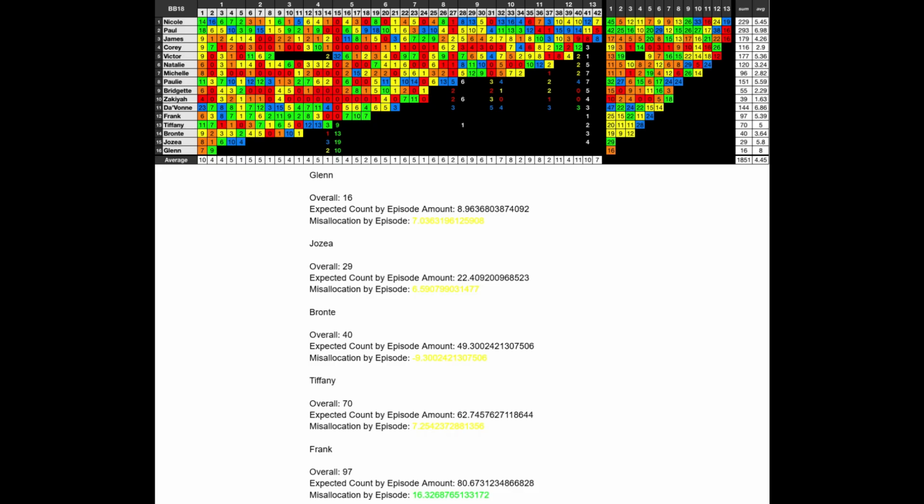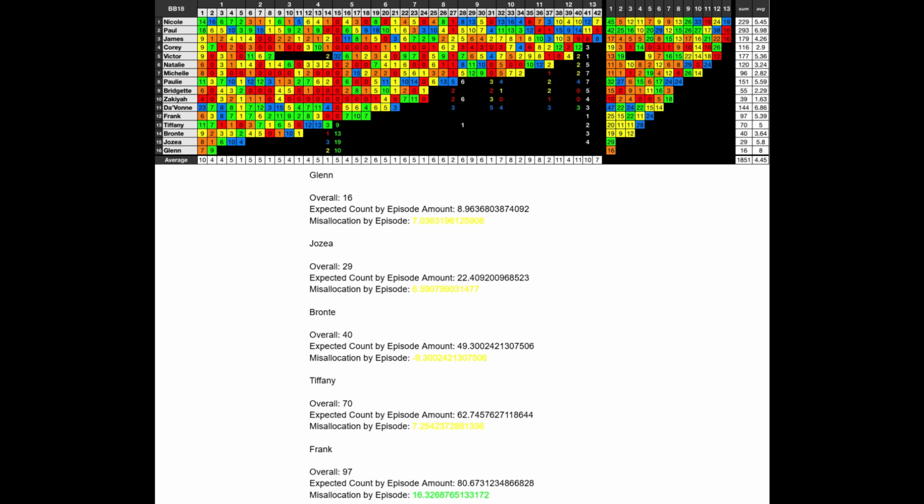Glenn has 16 confessionals throughout the season, and his expected count by episode amount is 8.96, causing a misallocation amount of 7.03, which is still in the right median. Josiah has 29 diary rooms, and his expected count by episode amount is 22.4, causing a 6.59 misallocation, which is still in the nice median.